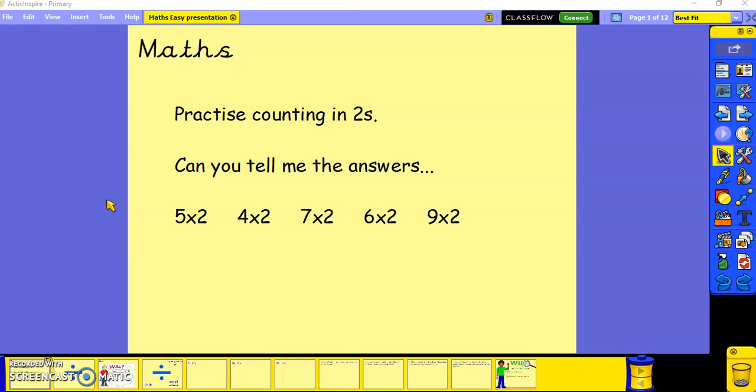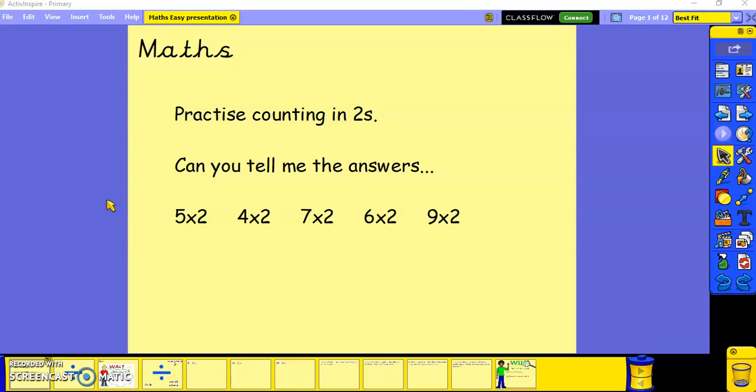So 5 times 2, can I have 2 lots of 5? Or 5 lots of 2. So that means counting in twos 5 times. So you need to get your fingers at the ready and counting on 5 fingers in twos. 2, 4, 6, 8, 10. So I counted in twos 5 times and the answer is 10.